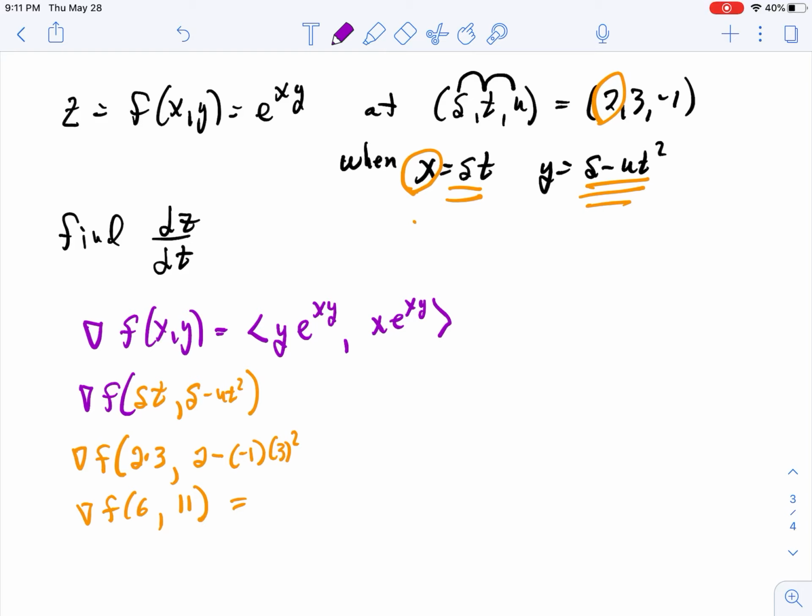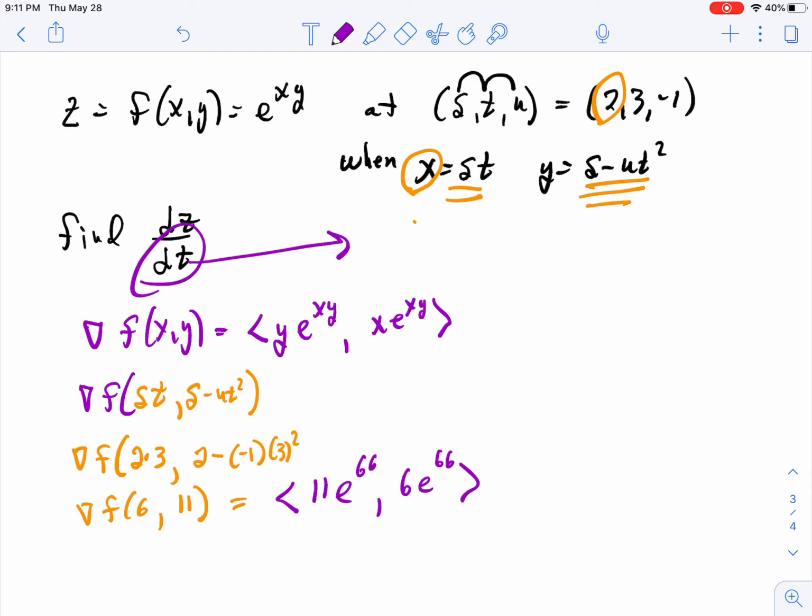Okay, so coming back now. I could have done that up earlier, but anyway. So what is my gradient now? Well, my y is 11, and multiply that by e to the 6 times 11, so that's 66. And this would be 6 e to the 66. Okay, there's my gradient.